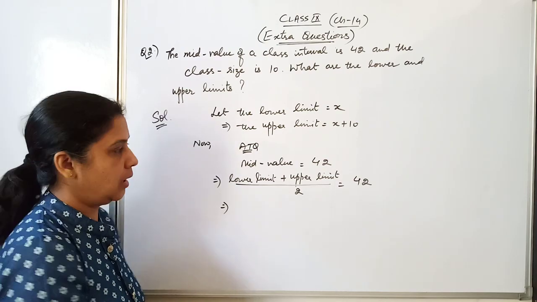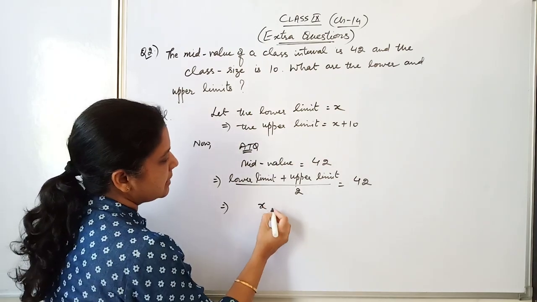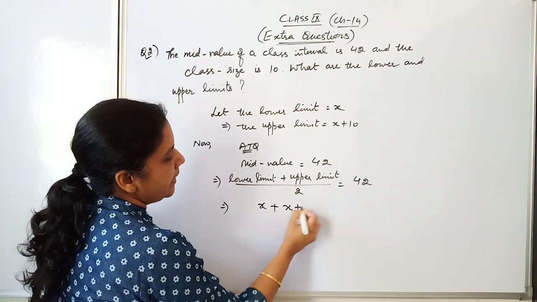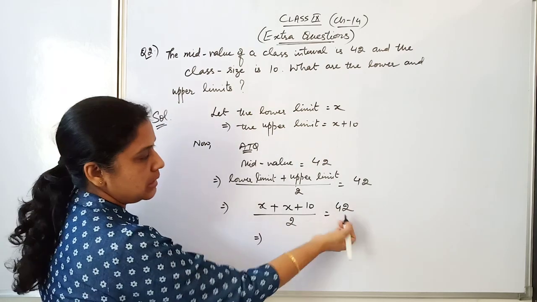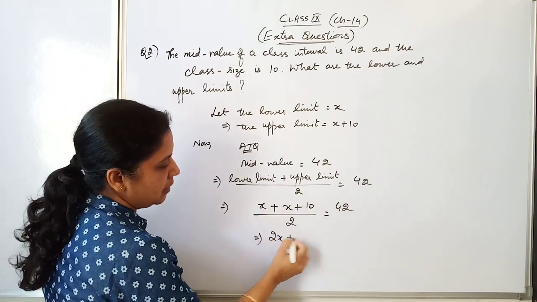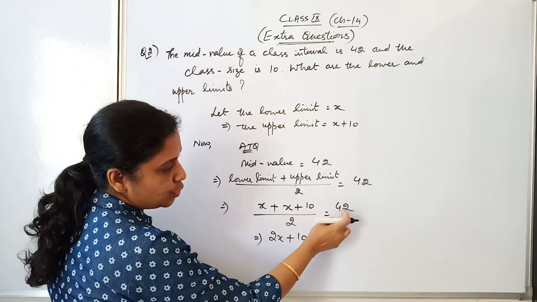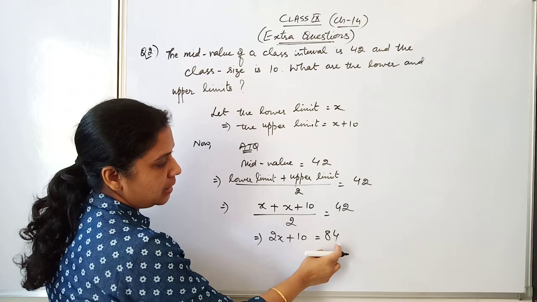That's one and the same thing. So now let's put down the values. Lower limit x plus upper limit x plus 10 whole divided by 2 is equal to 42. When I simplify, x plus x is 2x plus 10 as such. This 2 goes into cross multiplication. 42 into 2 becomes 84.